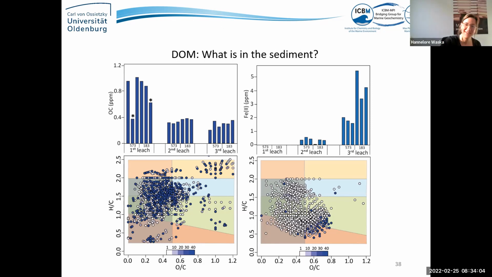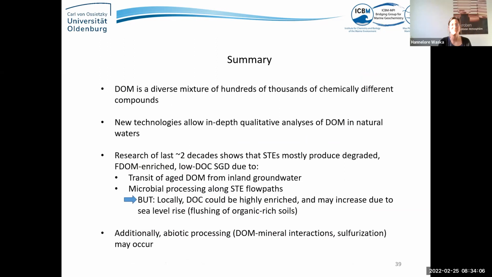Okay. Just to summarize. DOM is a diverse mixture of hundreds of thousands of chemically different compounds. It can be intimidating to work with these kinds of data sets, but these new technologies allow in-depth qualitative analysis of DOM in natural waters, and it can tell us a lot about where the DOM comes from and what happens to it. And so in the last 2 decades, I think we showed, or other people also showed, that they produce mostly degraded, FDOM-enriched, low-DOC SGD, mostly through this transit of aged DOM and microbial processing.